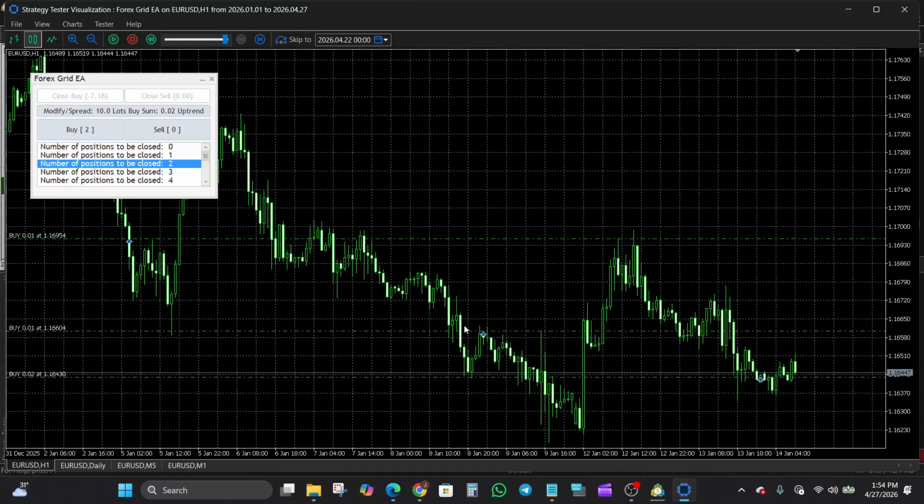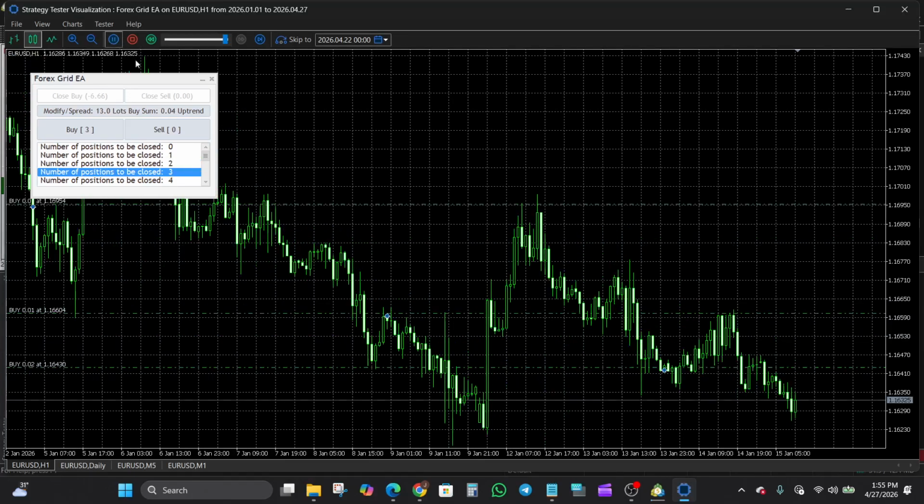As price kept going down, another one was added, and then here again another one was added. These two were 0.01 lot size. This third trade is 0.02 lot size. So what is happening here is that the EA is averaging the entry price while maintaining spacing. So if the market retraces even slightly, the entire basket can move into profit. But here's the key thing to understand: this works best in ranging or mildly trending markets.